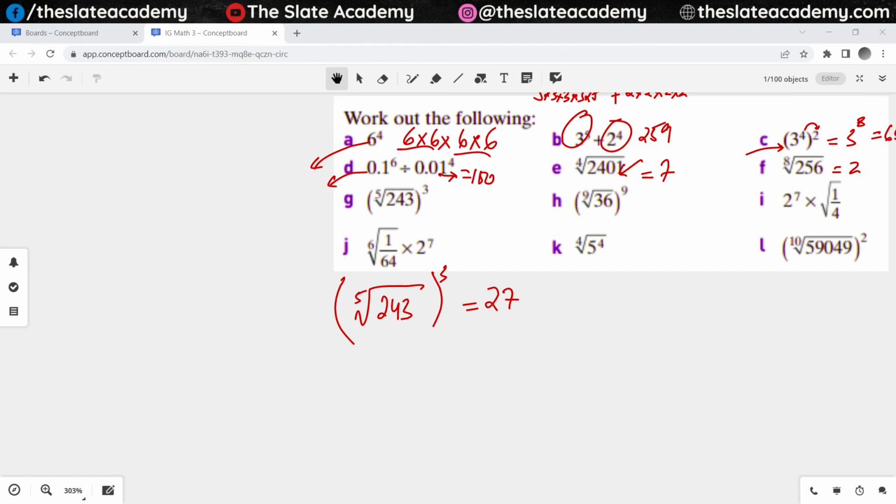This gives us the practice to use the calculator as well. Without using the calculator, what would be the answer? The next one. Come on. What does root 9 mean? Root 9 means 36 to the power 1 over 9.